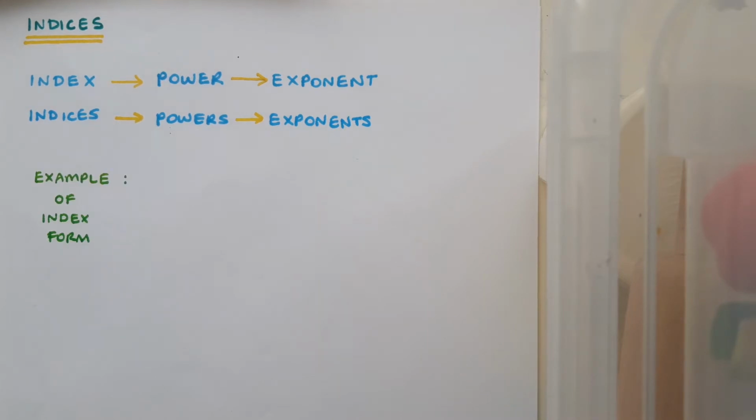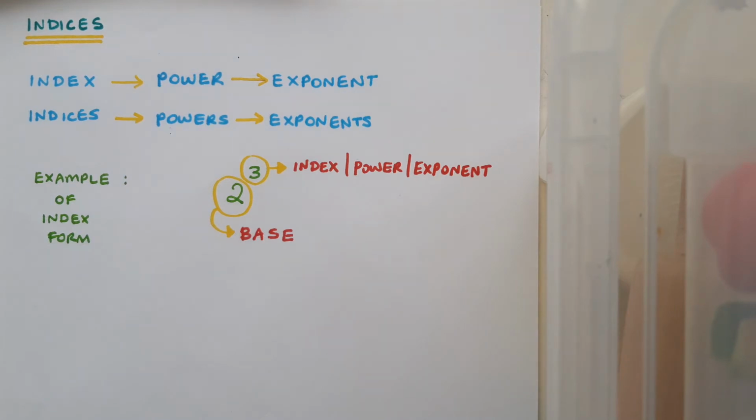Here's an example of index form. 2 to the power of 3. The 2 in this case is called the base. The 3 is the index, or power, or exponent. When we have a number written as a base to an exponent, or to an index, that is called writing the number in index form.